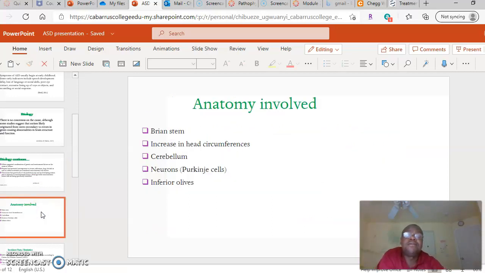So the anatomy involved in this is the brainstem, increase in head circumference, and the cerebellum. Some studies suggest that the cerebellum of kids that have autistic spectrum disorder, when they were scanned in the United Kingdom, was larger than the regular size of that of a typically developing child.